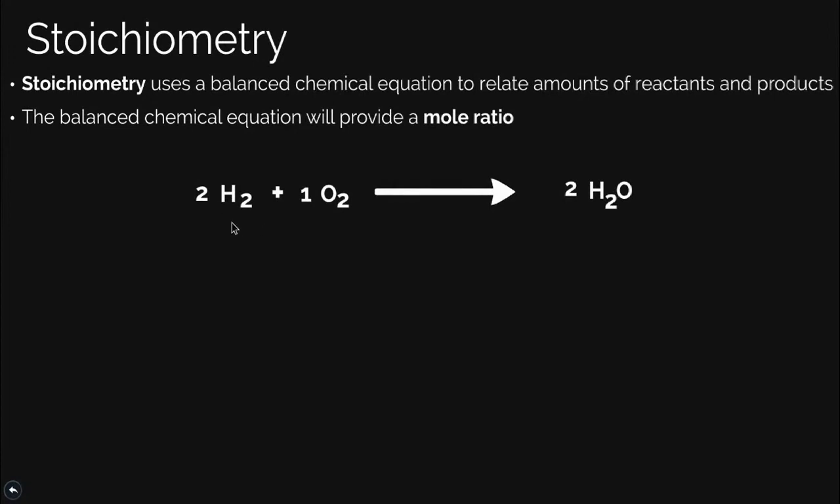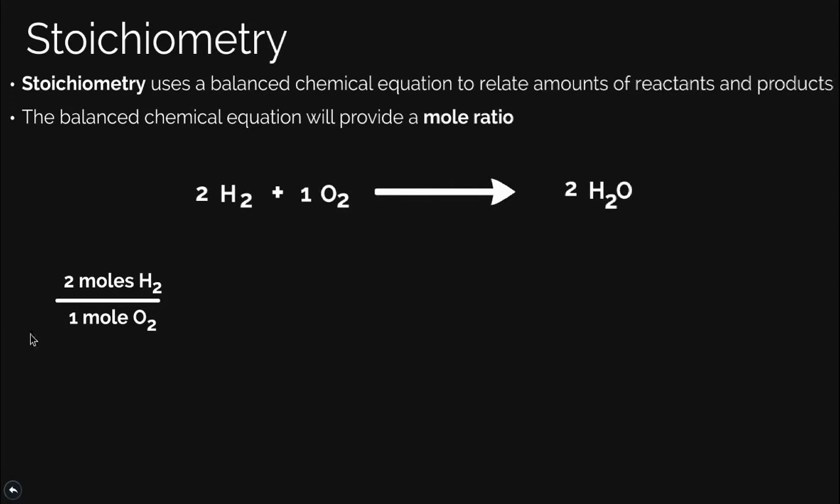So what this would look like if we focused on hydrogen and set up a ratio to the oxygen, according to this chemical equation, you'll see that we have 2 moles of hydrogen gas, and that corresponds to 1 mole of oxygen gas. And we set it up in this way as a proportion, with 2 moles of H2 on top and 1 mole of O2 on the bottom.